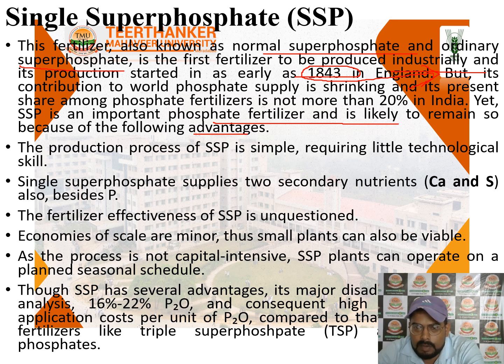SSP supplies two secondary nutrients, calcium and sulfur, in addition to phosphorus. So the fertilizer effectiveness is unquestionable. The economic scale of minor and small plants is viable. The process is not capital intensive, and SSP operates on a transitional schedule. Through the advantage of the basis, the analysis shows about 20% higher application cost compared with other fertilizers or sugar phosphates.